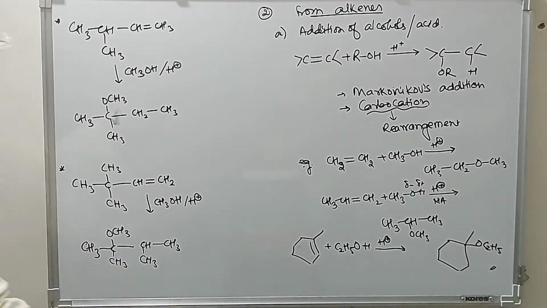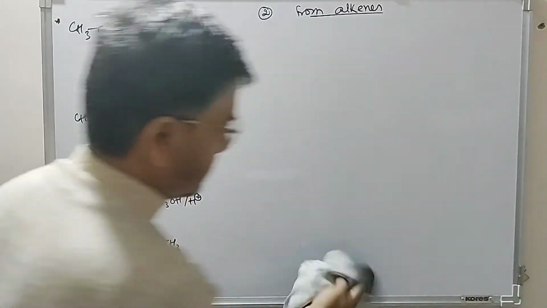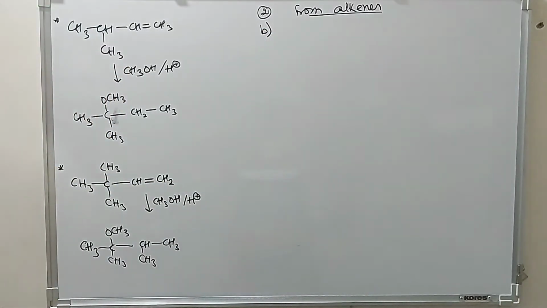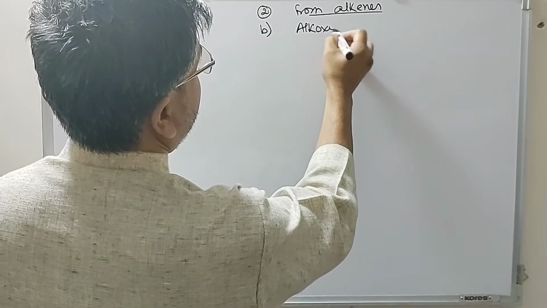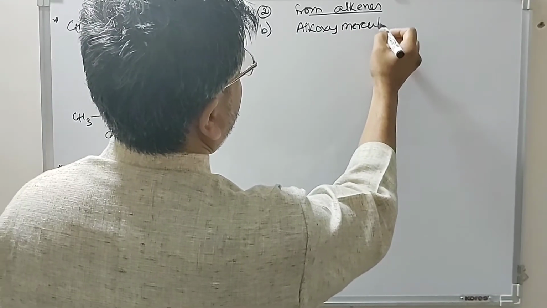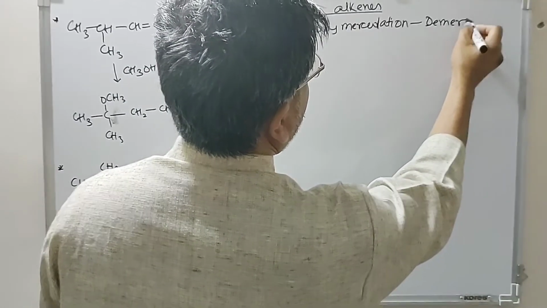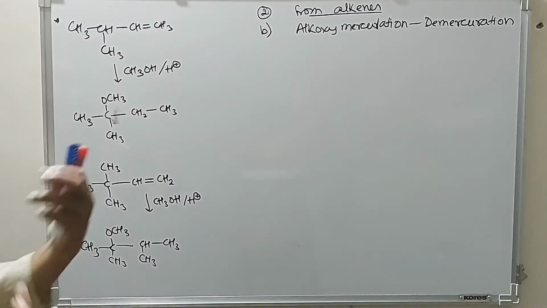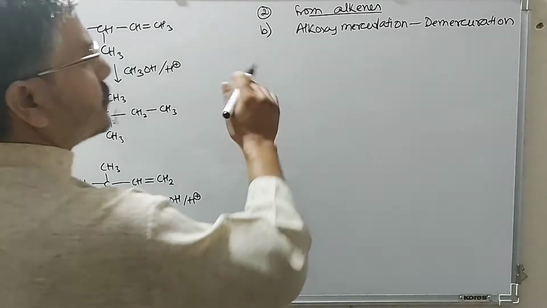Next method is a name reaction. This is known as the alkoxymercuration demercuration reaction. So this is a combination of two reactions. First one is alkoxymercuration. The next one is demercuration. So this involves two reactions.